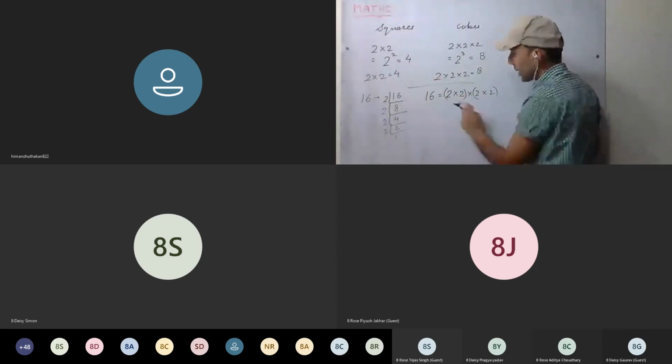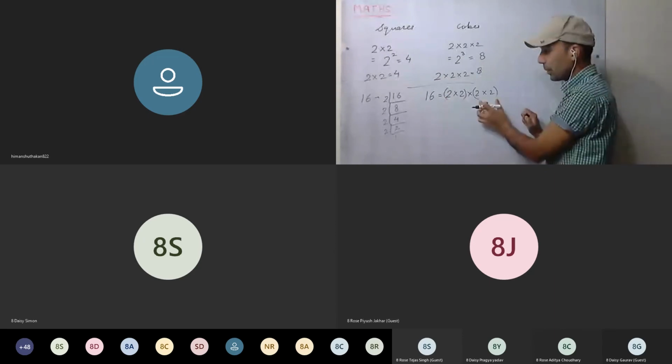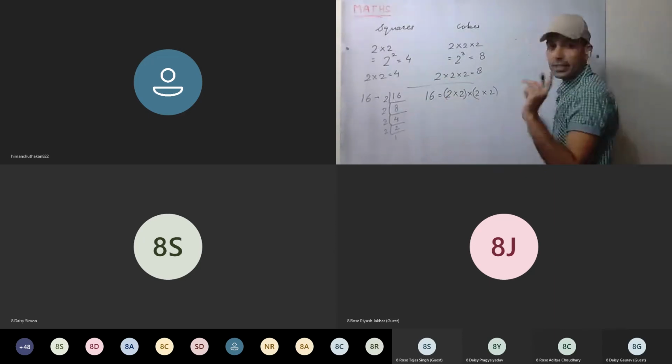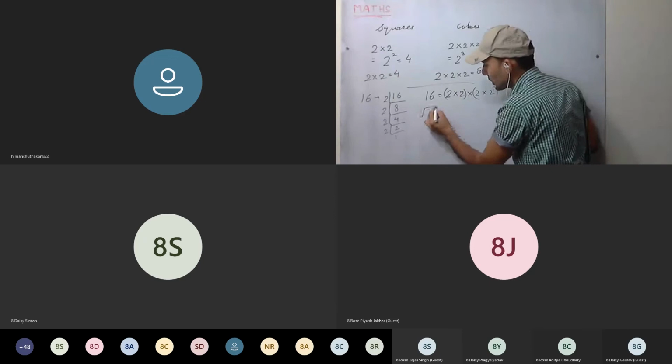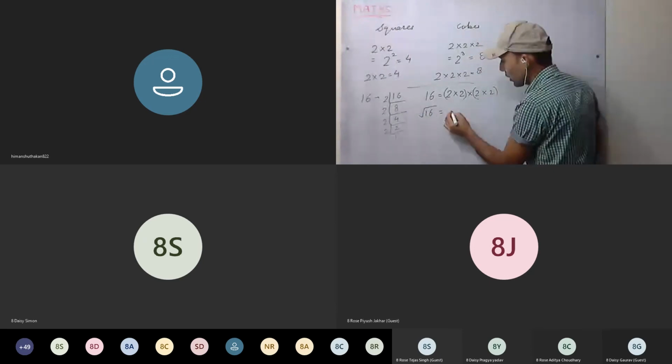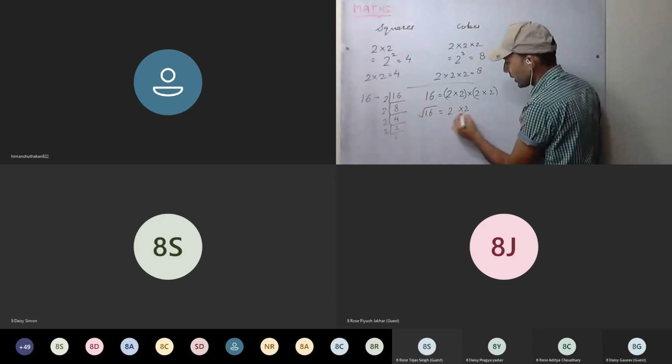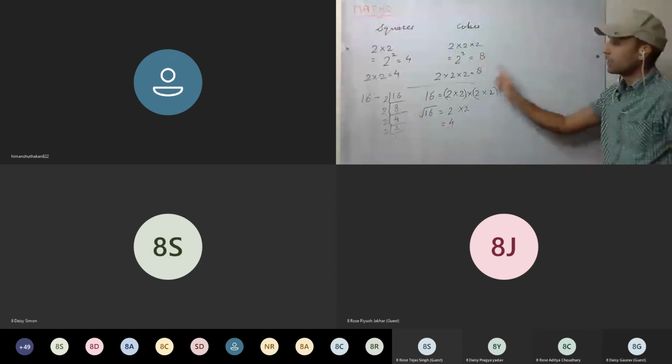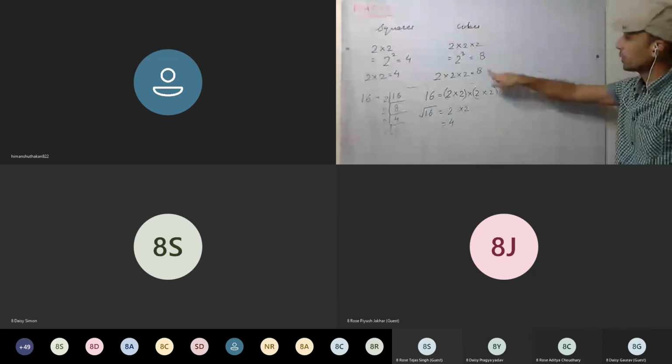Now make the pairs. In the square root, we make the pair. Now from each pair, we will be taking 1 out. So root of 16 will be how much? We take 2 out. 4. So from here, it is 4. Okay. Similarly, we will be going with cubes.